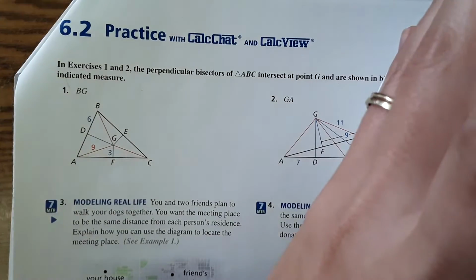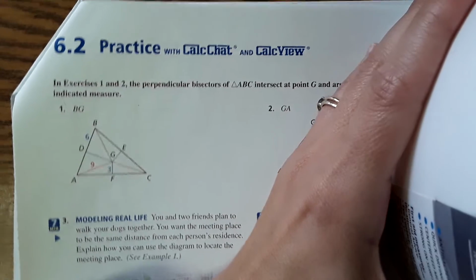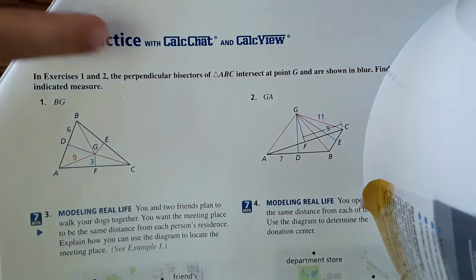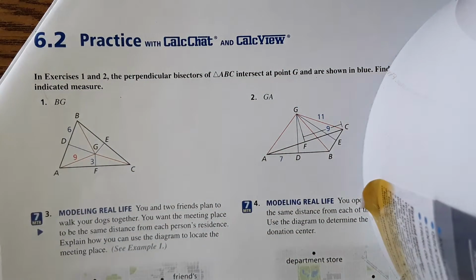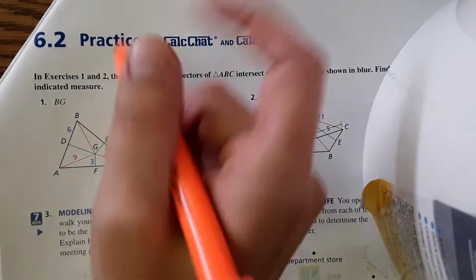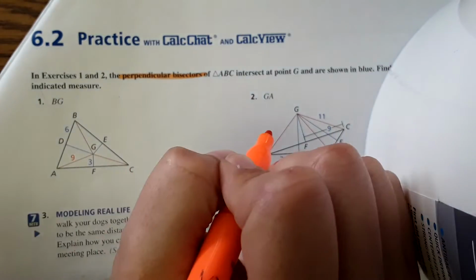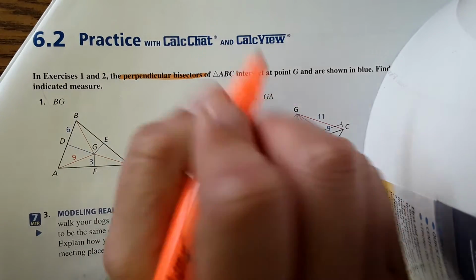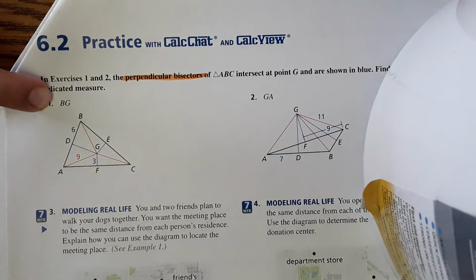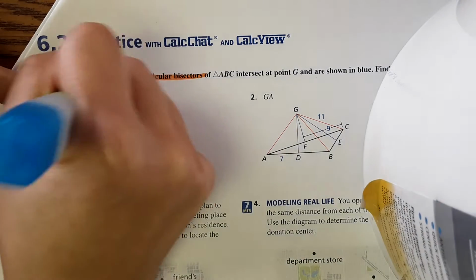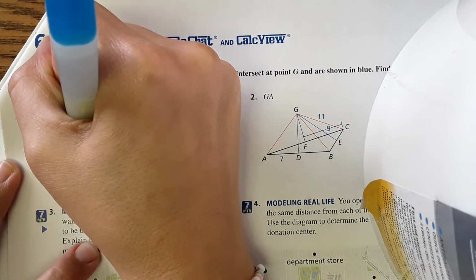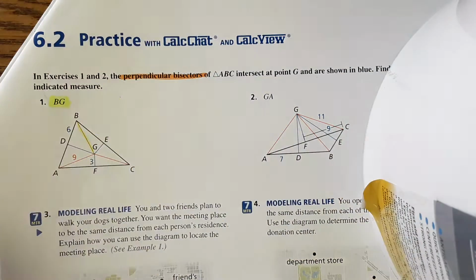Okay, so 6.2 practice. Now we're going to apply the concepts to numbers. It says in exercises 1 and 2, perpendicular bisectors. So that's important because now we're looking at perpendicular bisectors intersect at point G and are shown below. Find the indicated measure. So it wants us to find the length of BG. So just identifying what that is right here.